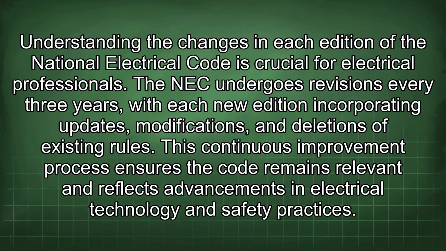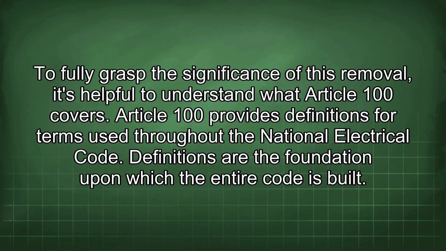The NEC undergoes revisions every 3 years, with each new edition incorporating updates, modifications, and deletions of existing rules. This continuous improvement process ensures the code remains relevant and reflects advancements in electrical technology and safety practices. To fully grasp the significance of this removal, it's helpful to understand what Article 100 covers. Article 100 provides definitions for terms used throughout the National Electrical Code. Definitions are the foundation upon which the entire code is built.